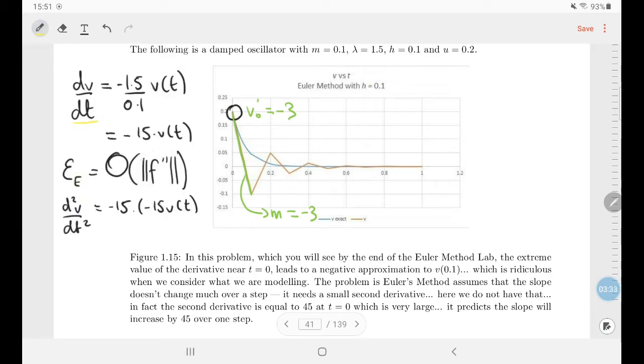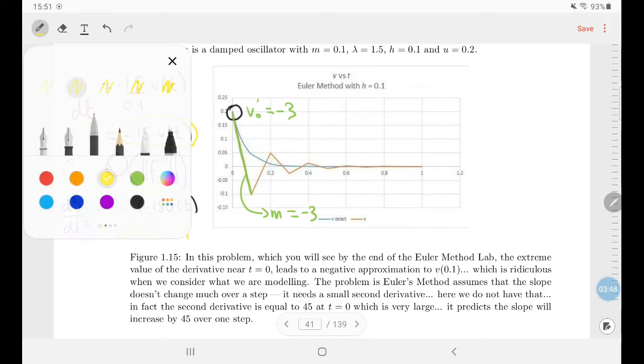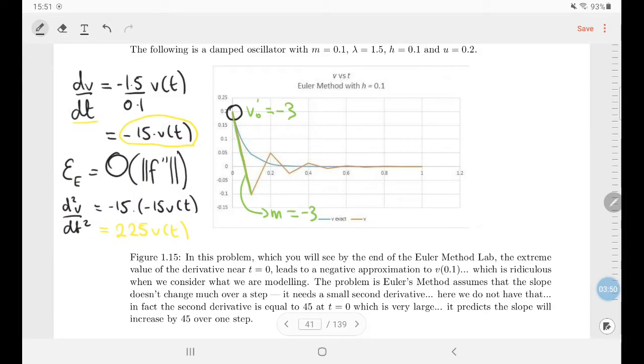The derivative of v is minus 15v. So if I'm differentiating a second time, I fix the minus 15, and then the derivative of v is minus 15v. So this is equal to 225 times v. And v is equal to 0.2. So that's equal to 45. The second derivative is 45. That is very large.